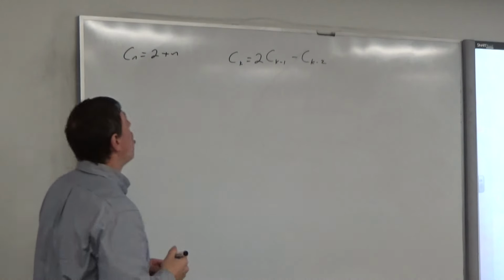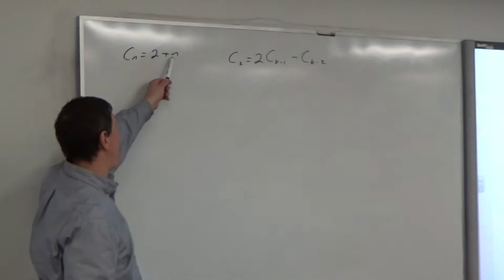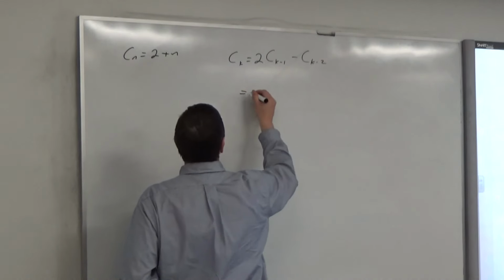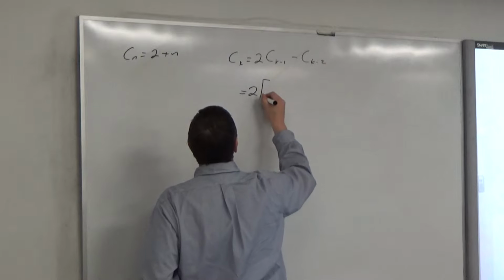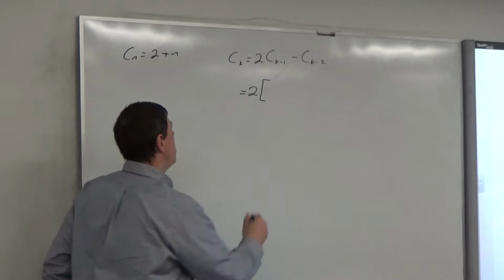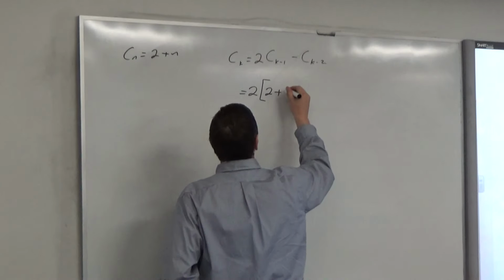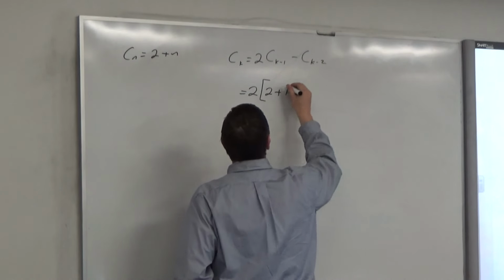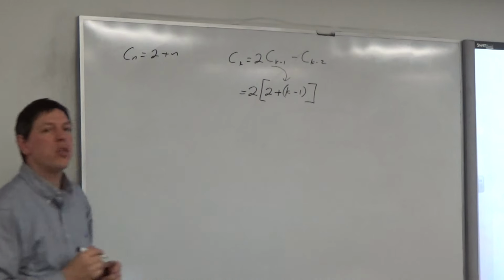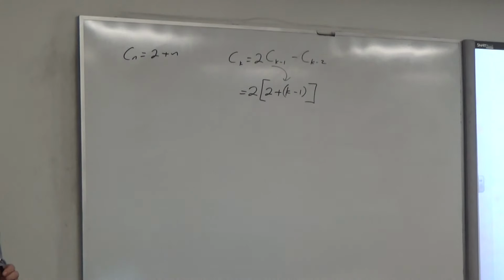All right, so all we're going to do is we're just going to replace n with k minus 1. So this is going to be equal to 2 times the sequence when we plug in k minus 1. So that's going to be 2 plus k minus 1. Okay. So does that make sense, guys, as to what c sub k minus 1 looks like? Any questions about that? Okay.